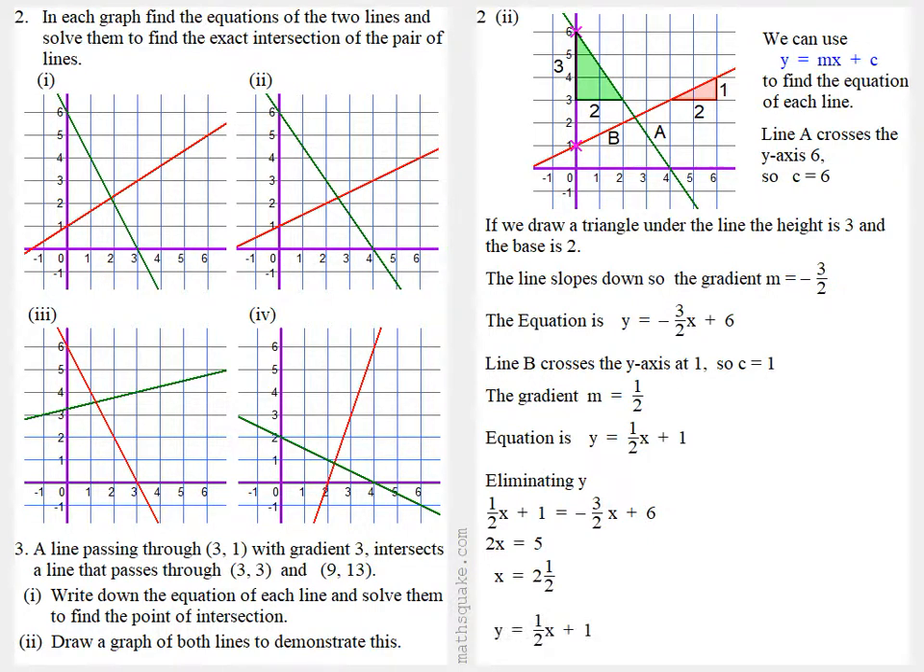Now, y is a half x plus 1. A half of 2.5 is 1 1/4, so y is 1 1/4 plus 1, or y equals 2 1/4. So the lines cross at the point 2.5, 2 1/4.